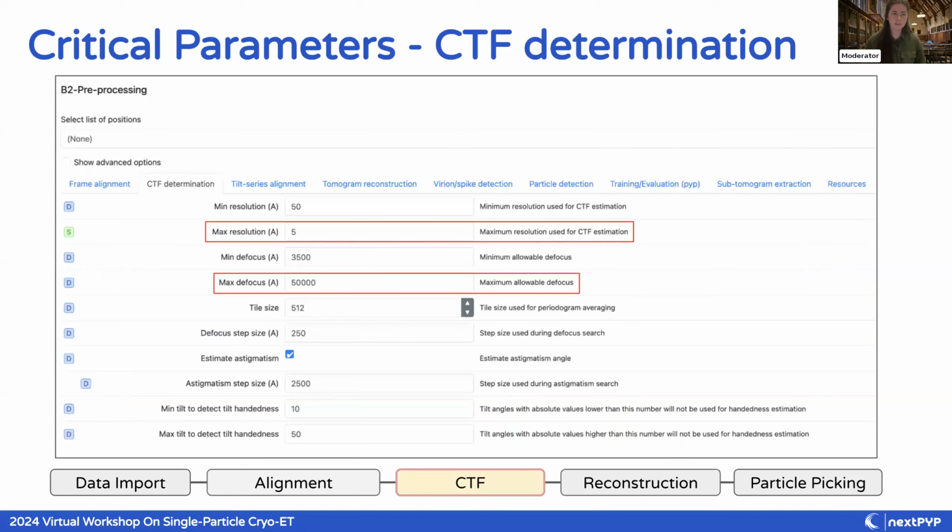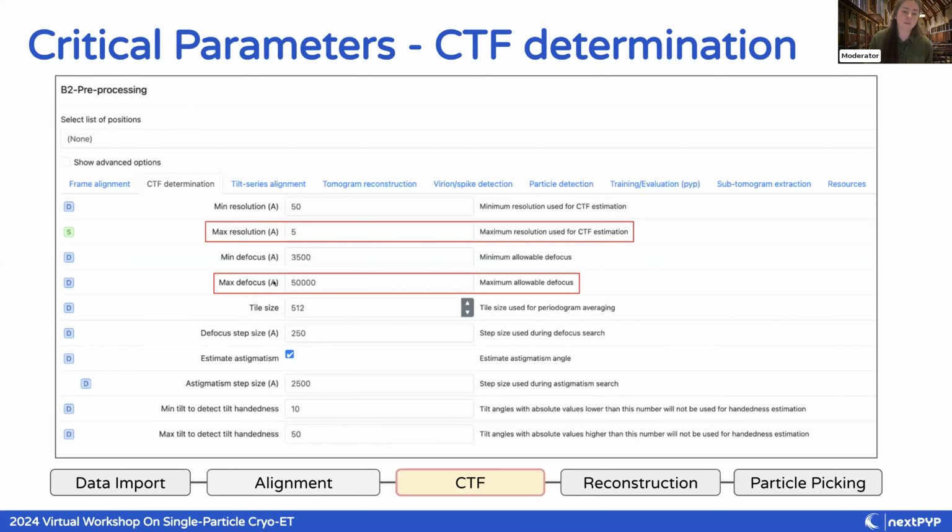So for CTF determination, there are some parameters that you might want to change if, say, you're having trouble with it. One might be your max resolution. Certain samples you can expect to have different max resolution. Say you have an in situ eukaryotic sample, this is probably going to be a higher number than if you have a purified sample.